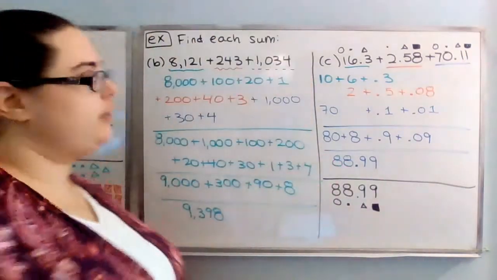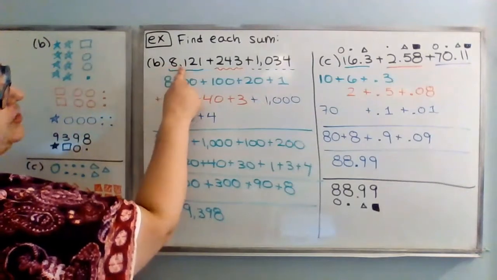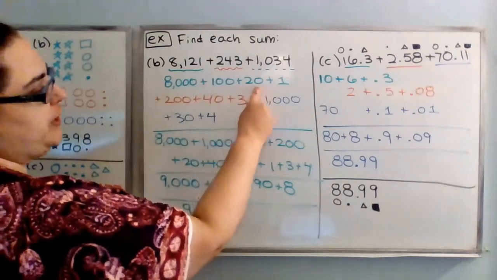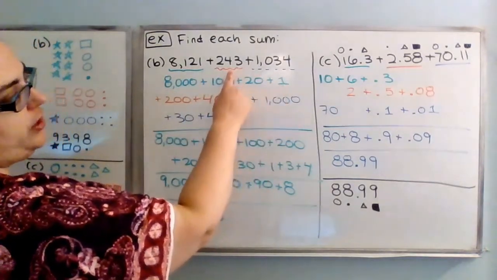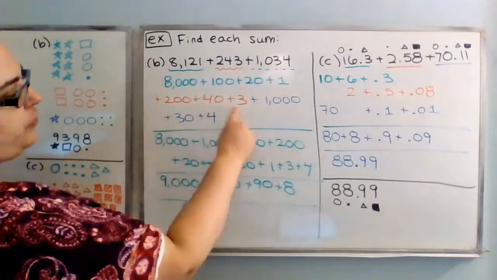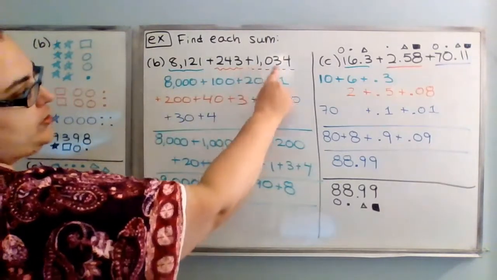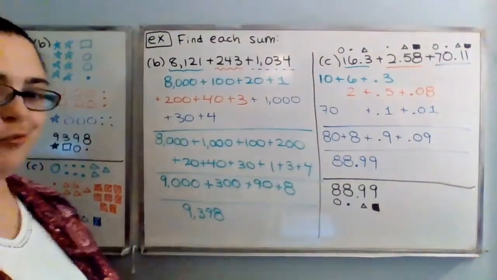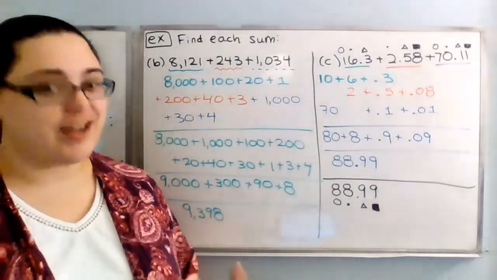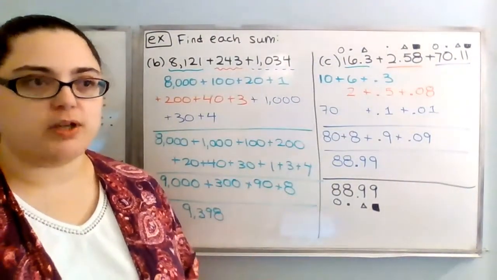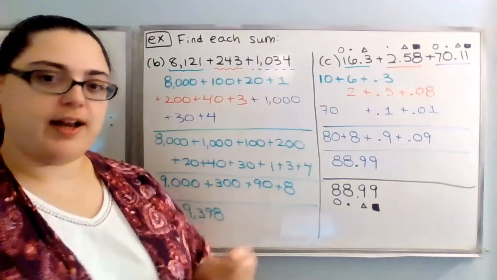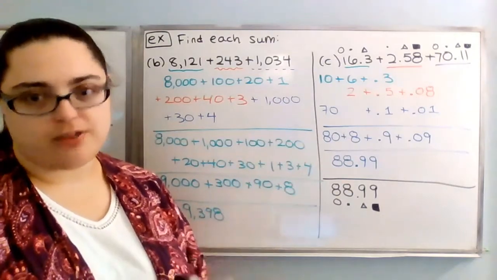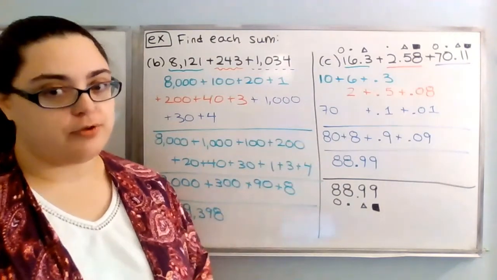So when I worked on part B, I had 8,121, and I wrote that out in green. Then 243, I wrote out in red. And then I had 1,034. Now, when I did this, I was like, this is kind of confusing. It's hard for me to see what's the same. So then I went through and I organized my pieces, found similar Legos or blocks that fit nicely and put them close to each other.